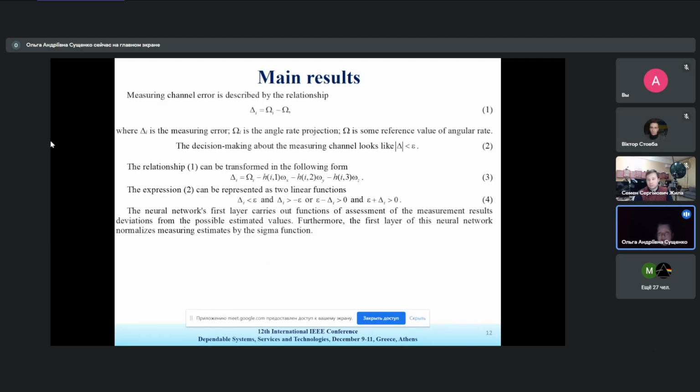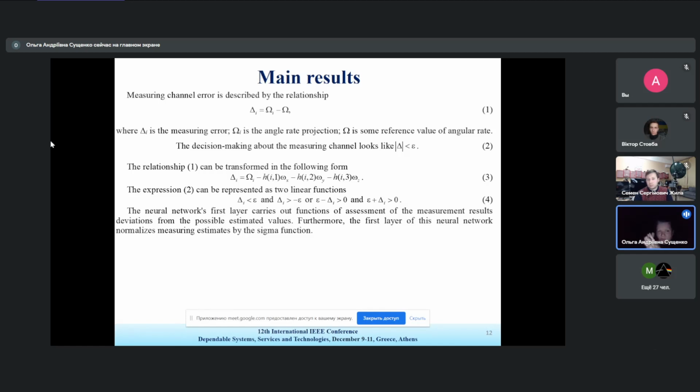Measuring channel error is described by relationship 1. Here we take into consideration measuring error, angle projection, and some reference value. The decision making about the measuring channel looks like delta less than epsilon.